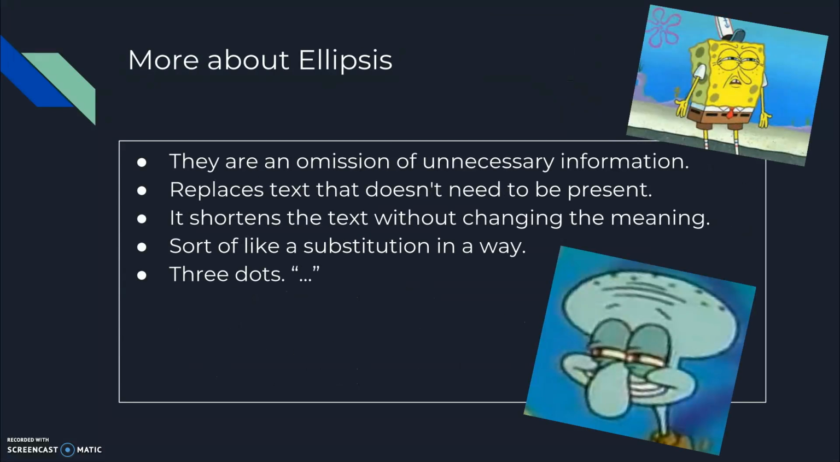So, a little bit more about ellipses. They are used in omission of unnecessary information. It replaces text that doesn't need to be present. It shortens the text without changing the meaning, sort of like a substitution in a way. So another example again is the three dots. Or, not only can you use the three dots, you can use a dash as well.